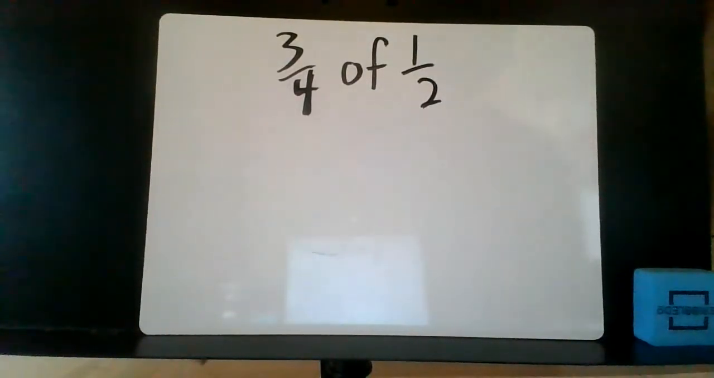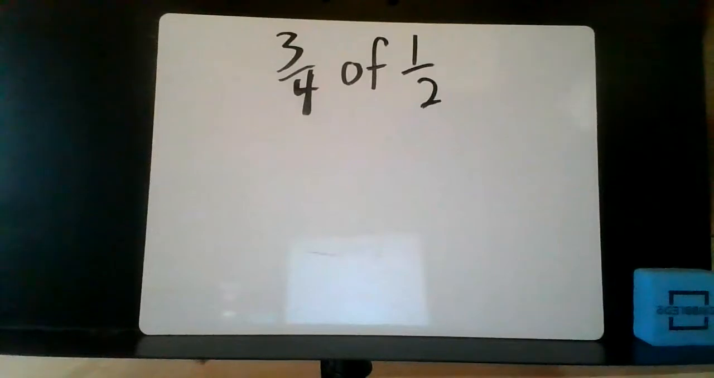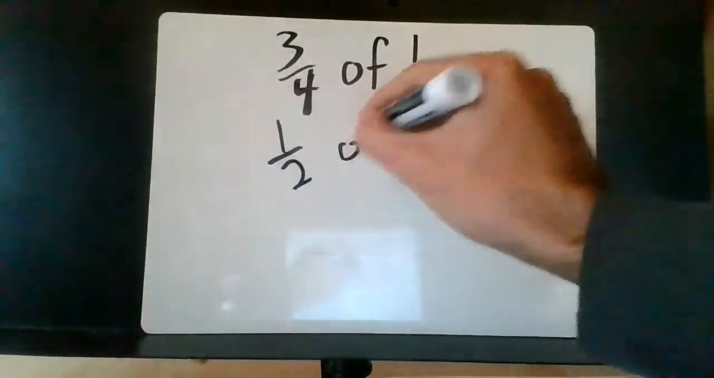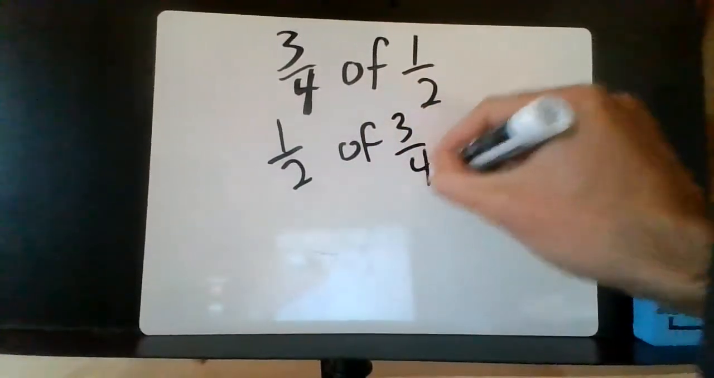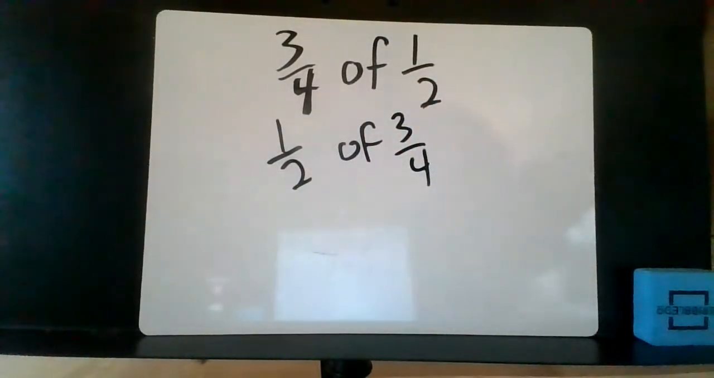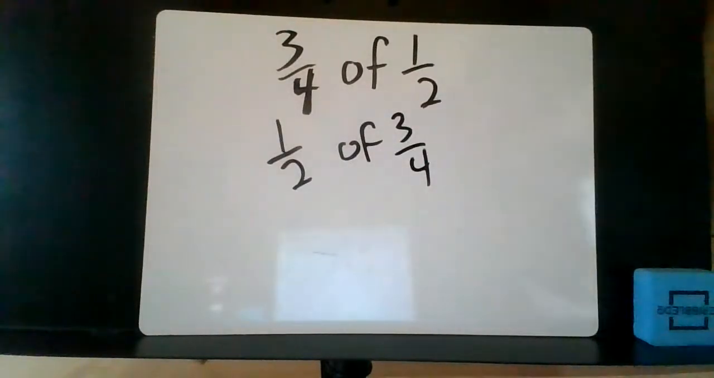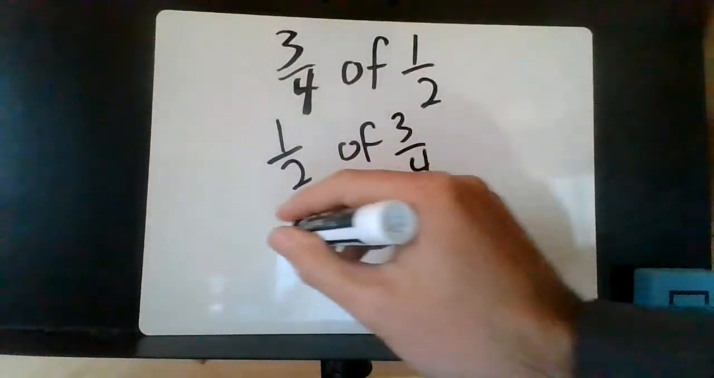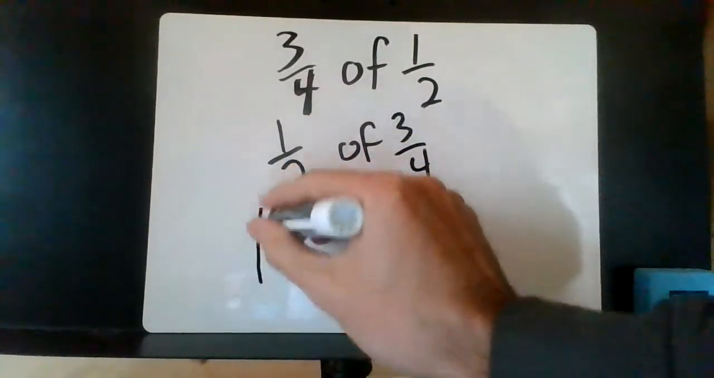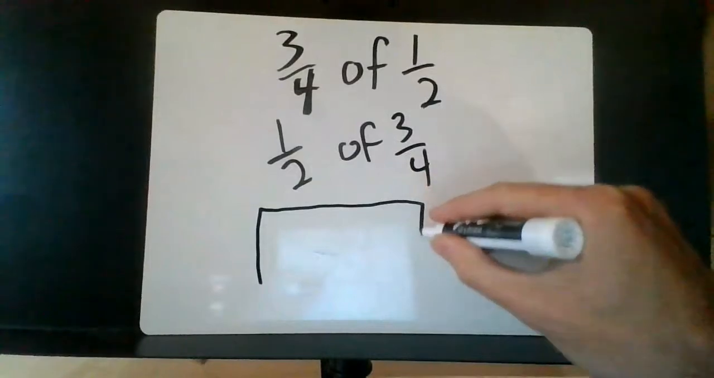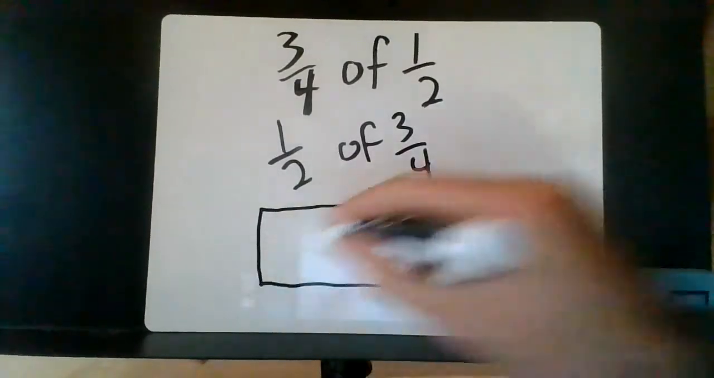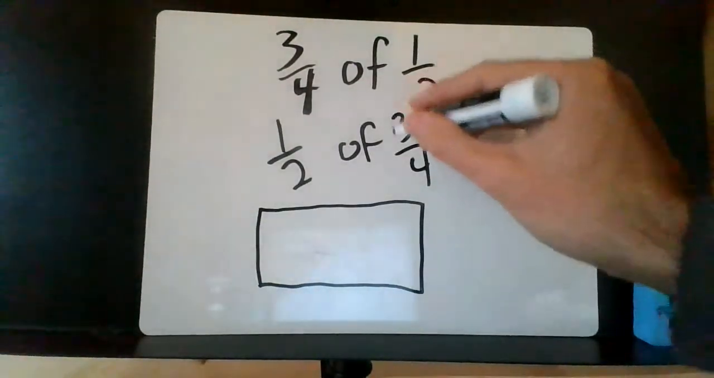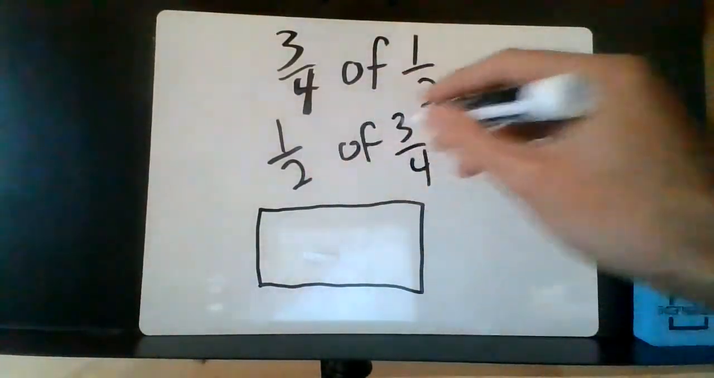Now, understanding that you can apply the commutative property, it may be easier to think of this as 1/2 of 3/4. Remember, you can switch the order, and that's the whole point of this lesson. So I'm going to draw a model here. I'm going to start with 3/4. So I'm trying to find 1/2 of 3/4.